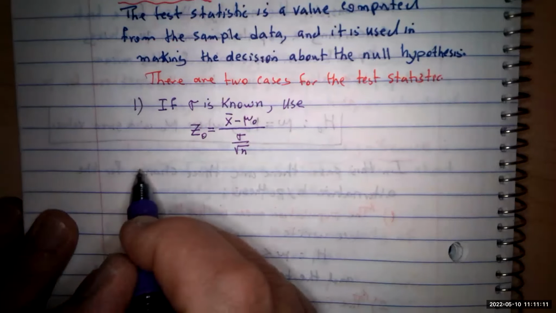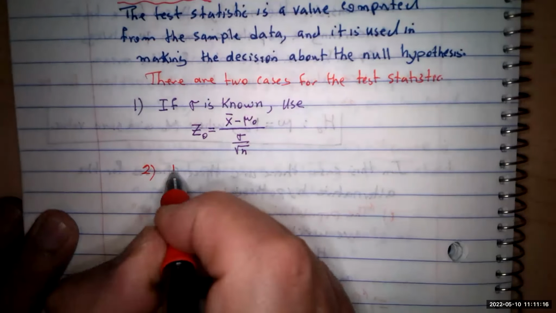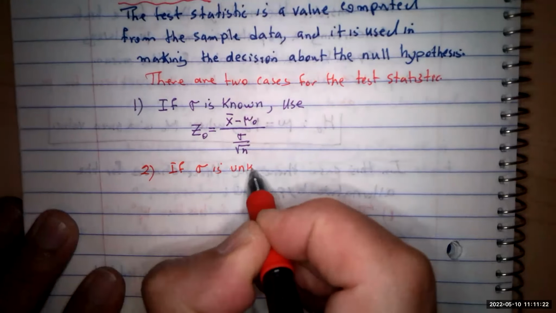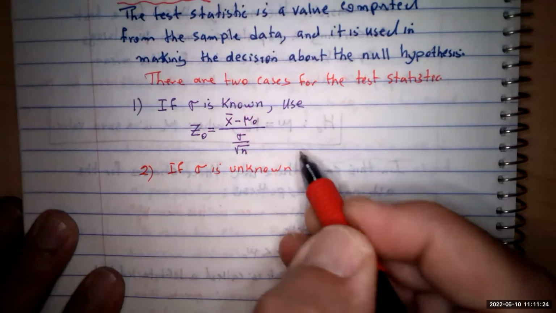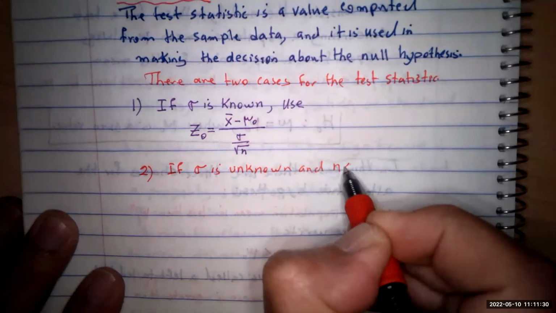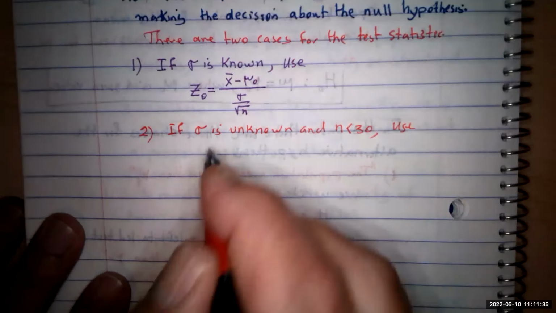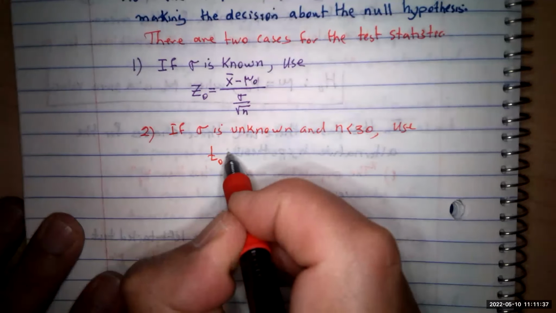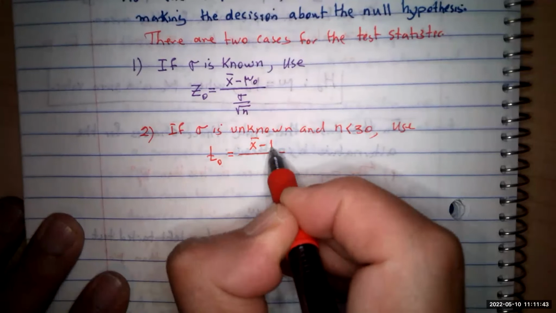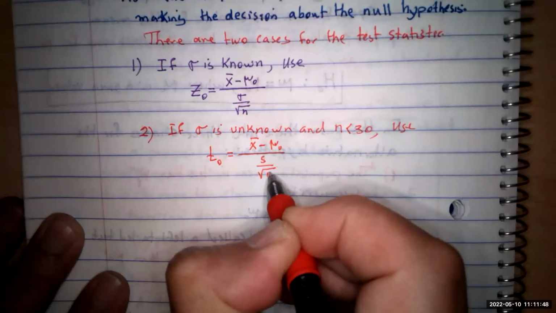Okay, otherwise, if sigma is unknown, and you know that in this case n is less than 30, then you are going to use the T distribution. It's going to be T0, and this is going to be X bar minus mu naught divided by S over radical n.